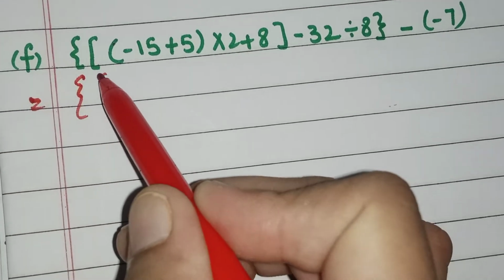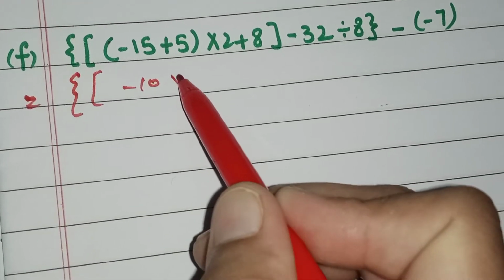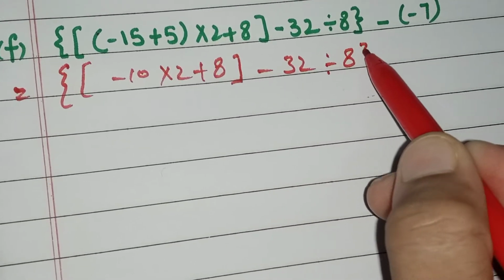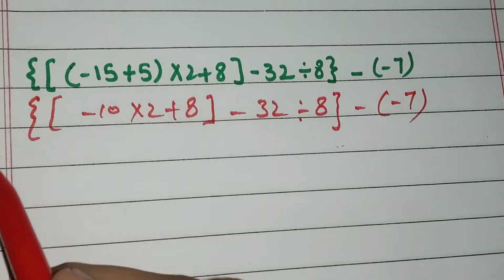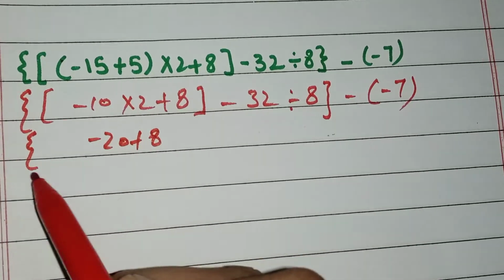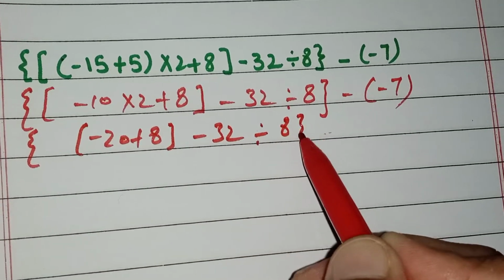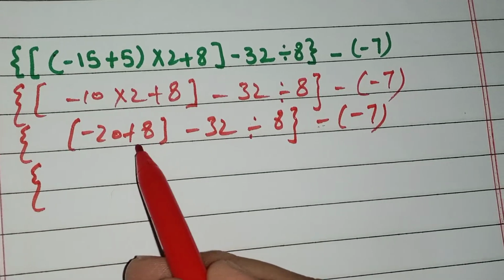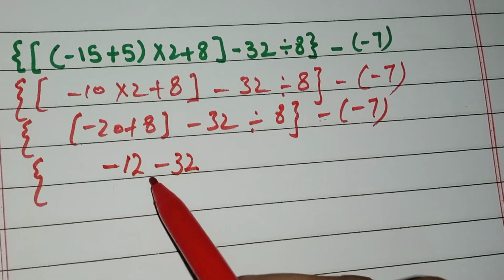Now question number 9 part F. I solve this bracket first. Minus 15 plus 5 minus 10 multiplied by 2 plus 8 minus 32 divided by 8 minus 7. Now I write it as minus 10 multiplied by 2 is minus 20 plus 8, and the bracket is this, minus 32 divided by 8 minus 7. Now student, in next step, minus 20 plus 8 is minus 12 and minus 32. I solve this.